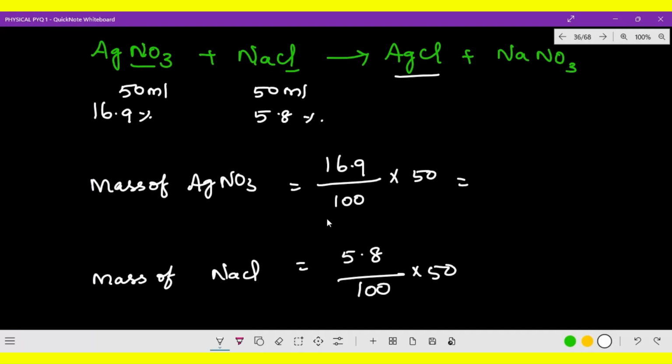So come on, let us solve this. How much are you getting? This value is 8.45 gram, right? 8.45 gram mass only. And in the same way, when you calculate, this is 2.9 gram. It is easy while calculating. See, 5 ones are 5, 5 2. When you calculate this, you are getting 2.98.